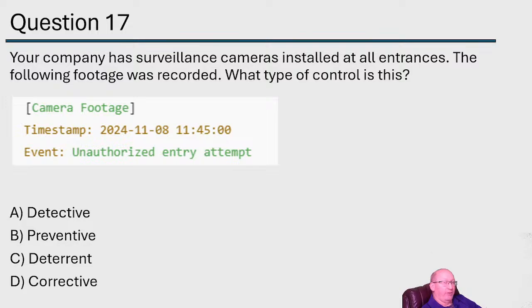Going to be A. All right, question number 17. Your company has surveillance cameras installed on all entrances. The following footage was recorded. What type of control is this?